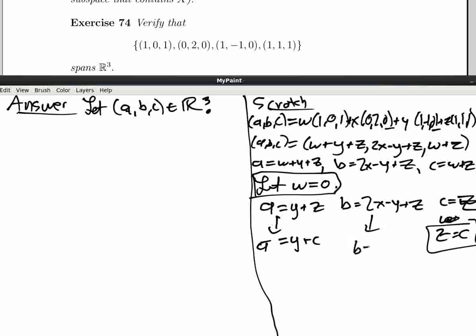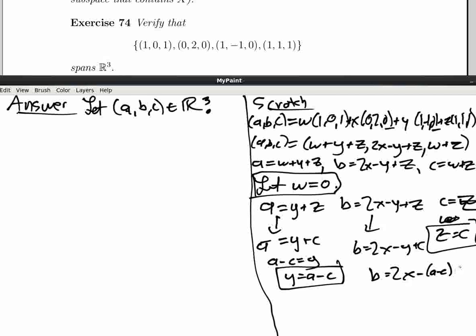And that gives me that b is equal to 2x minus y plus c. And look, that gives me that a minus c is equal to y. In other words, y is equal to a minus c, and these are both constants as far as I'm concerned. So now I can just plug in here. I get b is equal to 2x minus a minus c plus c. In other words, I get that 2x is equal to b minus c plus a minus c, because there's a minus sign there. So I get that 2x is equal to a plus b minus 2c, and x is equal to 1 half a plus 1 half b minus c.